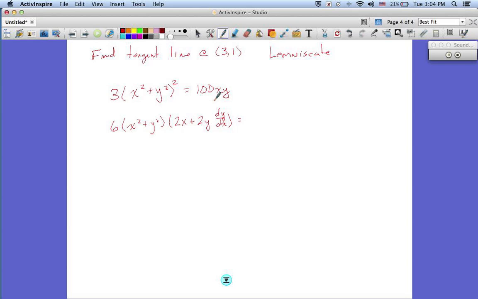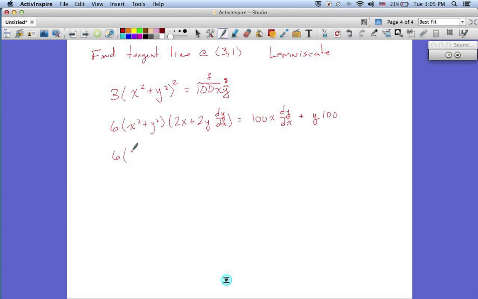equals, so I'm going to look at this as 100x and y. So in other words, f and g. This is a product rule, clearly, but I'm going to put 100 with the x. So f g prime plus g f prime. And now I'm not going to waste my time simplifying. I'm going to plug in 3 for x and 1 for y.